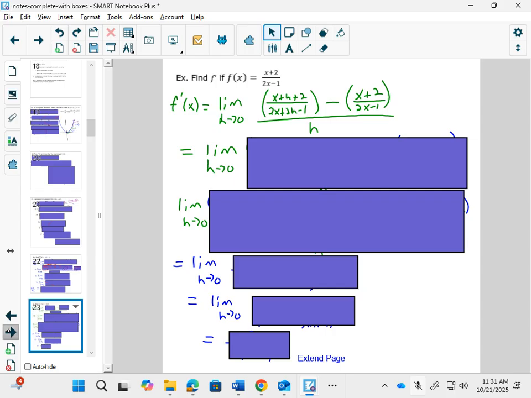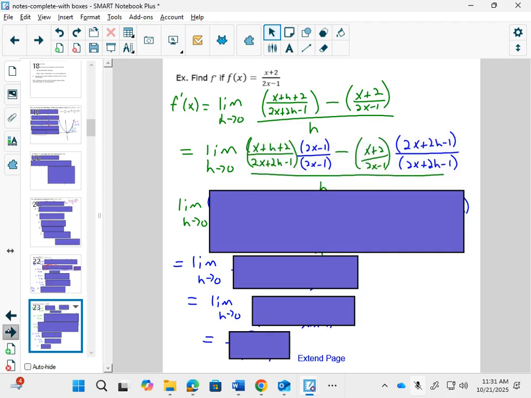And now we have to use our algebra skills to get the top as a single fraction. And we've got to hope that we can cancel out that h in the end. So what would that look like? Well, if I'm subtracting fractions, I need a common denominator, even though those denominators are not very pretty. The first one I'd have to multiply by 2x minus 1 and 2x minus 1. The second one by 2x plus 2h minus 1, 2x plus 2h minus 1.